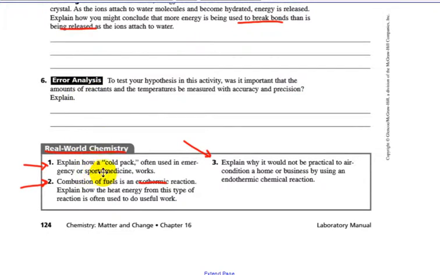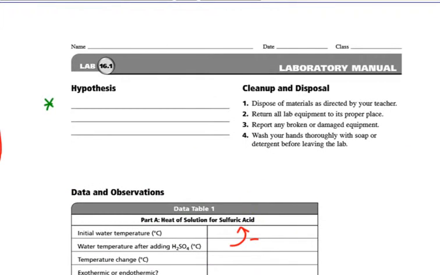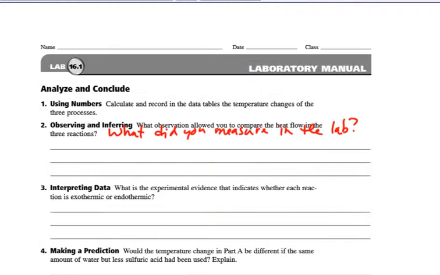chemistry. So number 1, explain how a cold pack, often used in emergency or sports medicine, works. So you likely have to look that up online. Combustion of fuels is an exothermic process. Explain how the heat energy from this type of reaction is often used to do useful work. So combustion of fuels, where do we use that? Why do we combust things? And then 3, explain why it would not be practical to air condition a home or business by using an endothermic chemical reaction like we did earlier here. Okay, so again, we're talking about heating up your whole house.